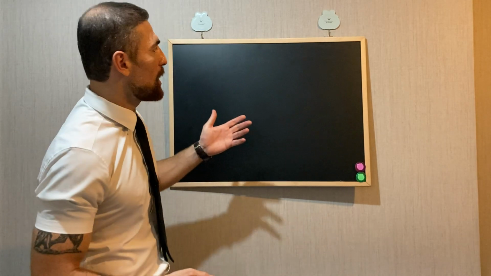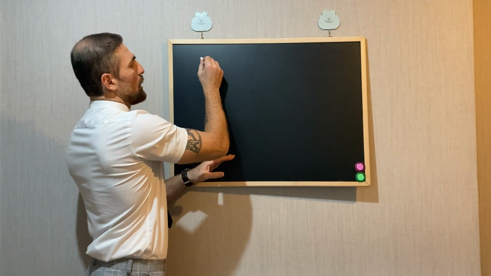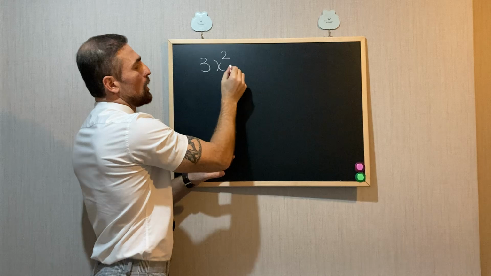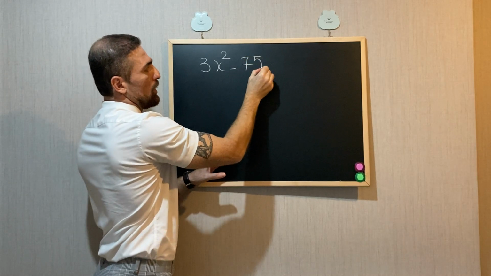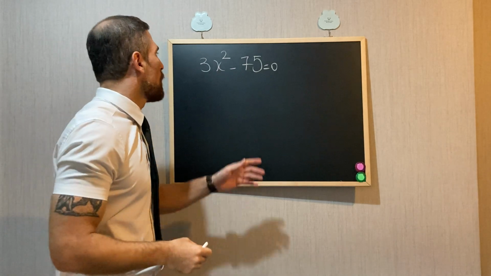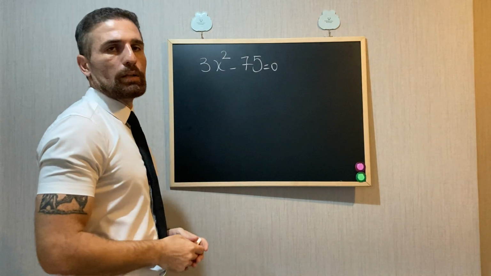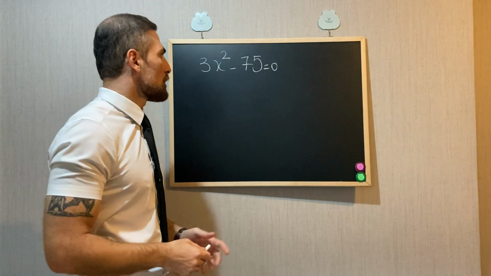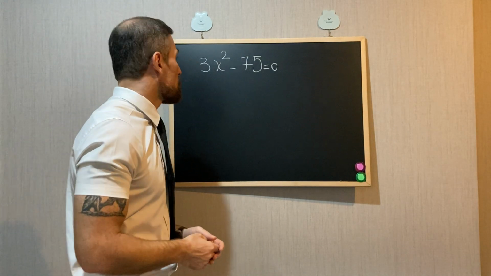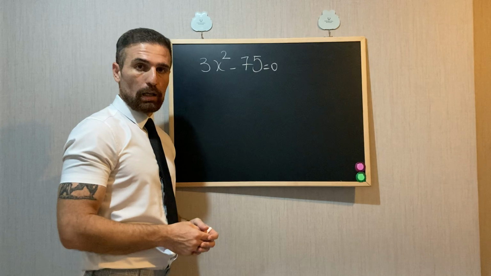Let's continue solving quadratic equations by factoring. Here we have an example. We have 3x squared minus 75 equals 0. What should we do? 3x squared is not a perfect square. 75 also is not a perfect square. Okay, how can we solve it?